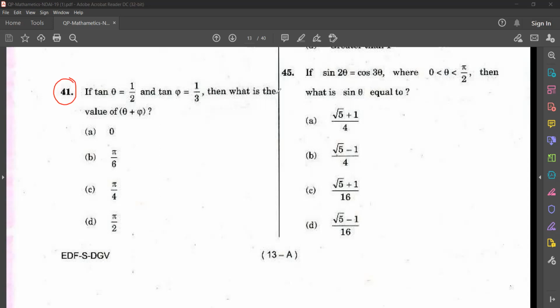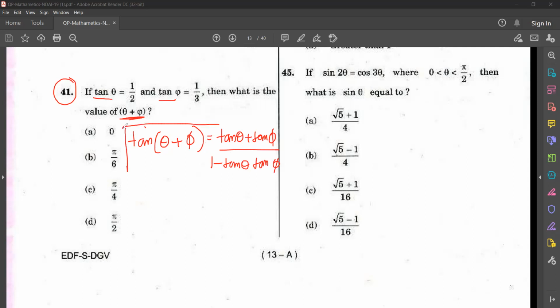Okay, did you get the answer? What is the answer for this question? See, you have to find theta plus phi. So I'm writing the formula of tan of theta plus phi, because here it is tan. What is the formula for tan of theta plus phi? That is tan theta plus tan phi divided by 1 minus tan theta tan phi. Remember the formula? If you don't know, please learn it by heart now.